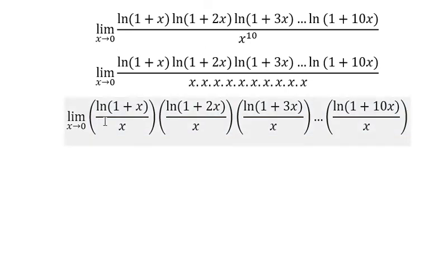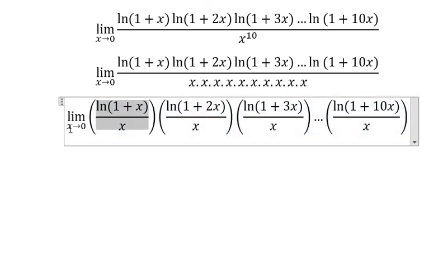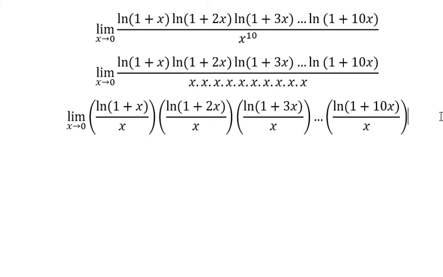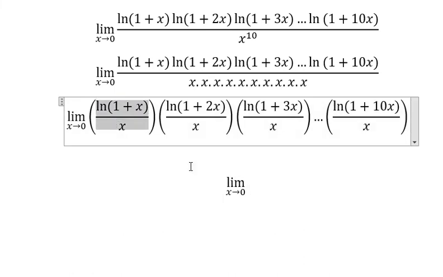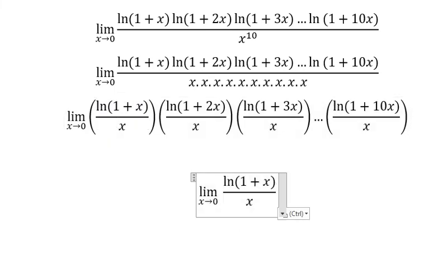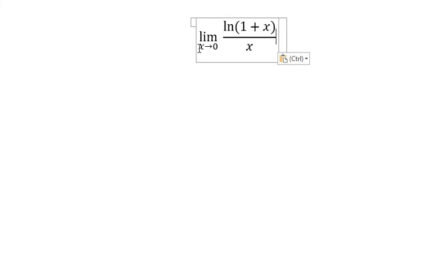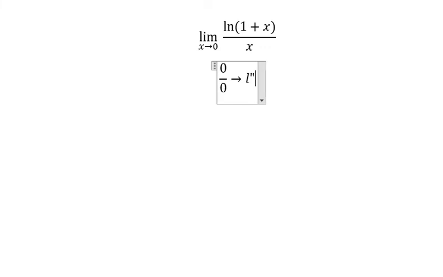Now we need to consider this one. So when x approaches number 0, we put number 0 here and here. We have number 1 over number 0. So we have 0 over 0. That is about L'Hôpital's rule.